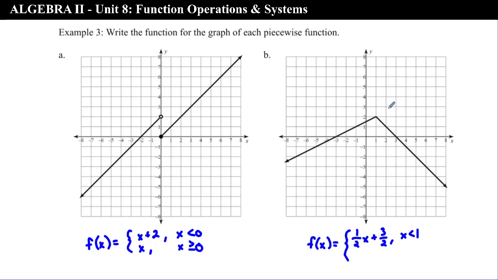Then, when x is greater than or equal to 1, and we could put the equal to on either part of this if we wanted to. It doesn't really matter since it's the same value at 1 either way. But we know the slope is negative. It's negative 1, so that's negative x. And our intercept, if we continued the line through, would be at 3. So negative x plus 3 when x is greater than or equal to 1.